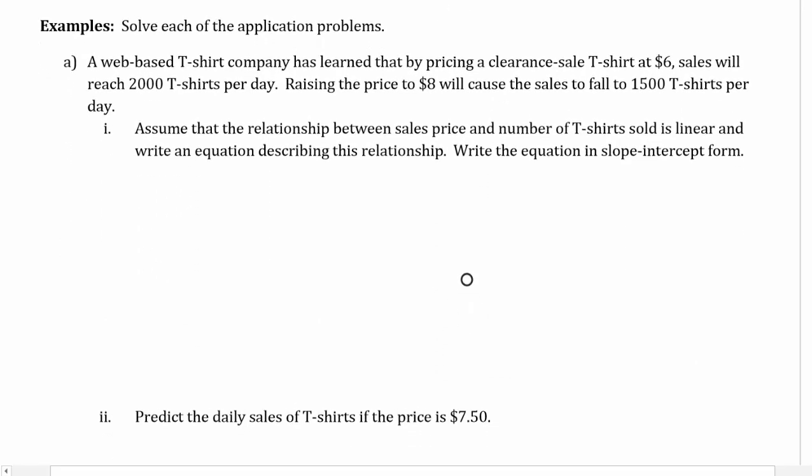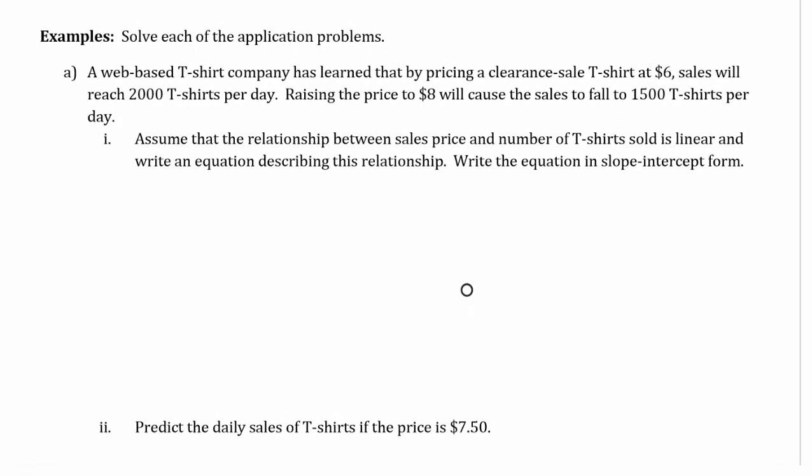Next we have a couple of application problems. A web-based t-shirt company has learned that by pricing clearance sale t-shirts at $6, sales will reach 2,000 t-shirts per day, and raising the price to $8 will cause the sales to fall to 1,500 t-shirts per day. Assume that the relationship between the price and the number of t-shirts sold is linear. Write an equation describing the relationship. Write the equation in slope-intercept form.